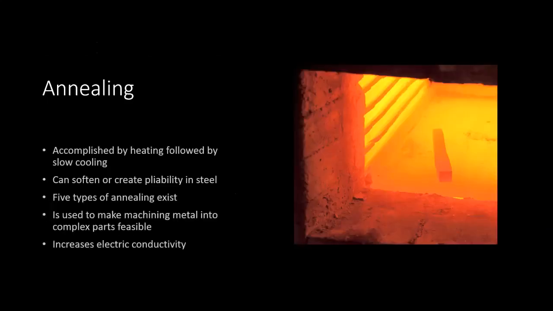Annealing is accomplished by heating the material to a certain temperature and slowly cooling it, usually by air. In steels, the effect can be used to soften or create pliability within the material by reforming large grain crystals into smaller grain crystals. In other materials, annealing can be used for stress relief or for negating the effects of cold working. Types of annealing include stress relief, process annealing, spheroidizing, full annealing, and normalizing.